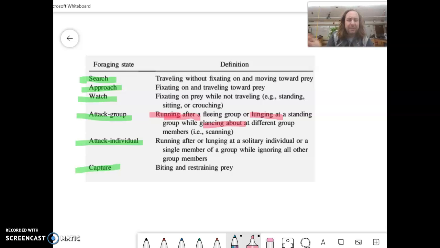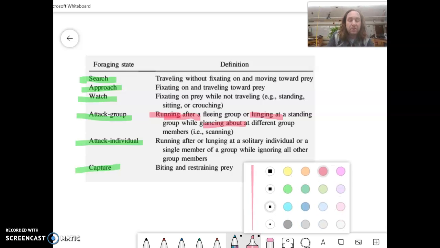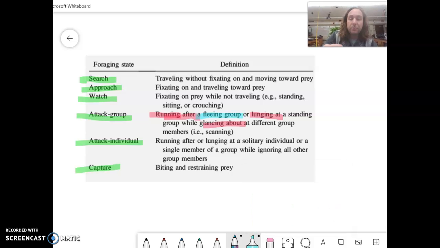But that's not everything that's in the description. So the rest of it, what's the rest of it? Well, the rest of it is the relational description. So what they're doing the behavior towards or to, or how long they do it, or where they are when they do it. In this case, they're running after a fleeing group, they're lunging at a standing group, or they're glancing at different group members, right? Other wolves is what they're talking about when they're talking about glancing about, right? Or maybe even looking at other group members of the animal that they're hunting.